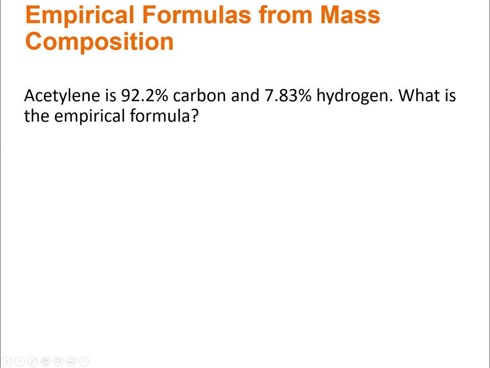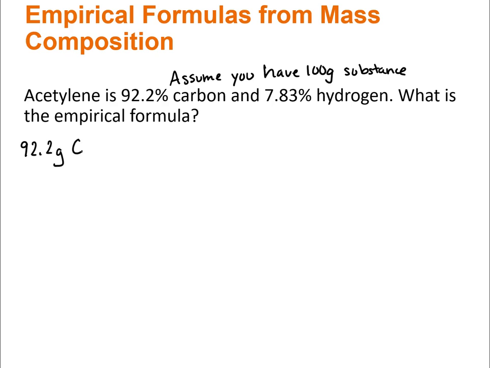Instead of getting the information about how many grams of each reactant, you might just be told what the percent composition is. We can still do the same calculation here, but we have to make an assumption. That assumption is this. You assume that you have 100 grams of your substance. That way, instead of percentages, you now have number of grams because your percentages add up to 100%. So instead of 92.2% carbon, we can say 92.2 grams of carbon. And we can convert that to moles, just like we did before.